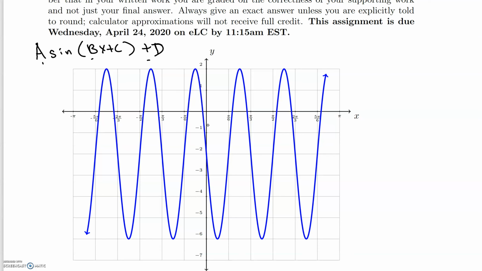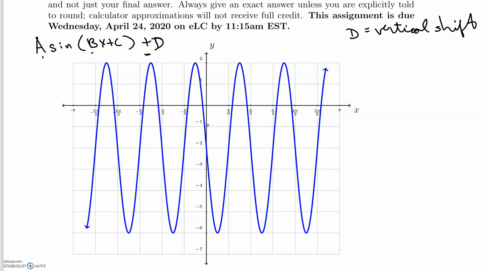Now, I had spoken in the last video about d being the vertical shift. We haven't actually seen an example of that, but this problem does have a vertical shift. So let me just make a note. This is the first time that we've seen this, but d is a vertical shift. So it slides up or down.